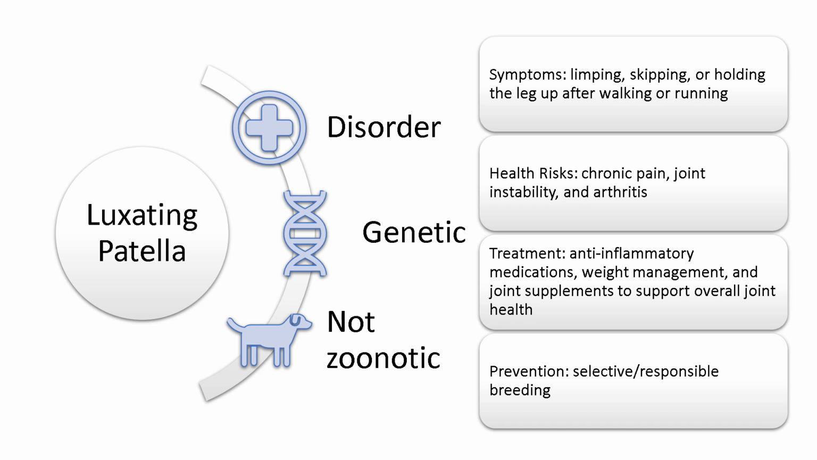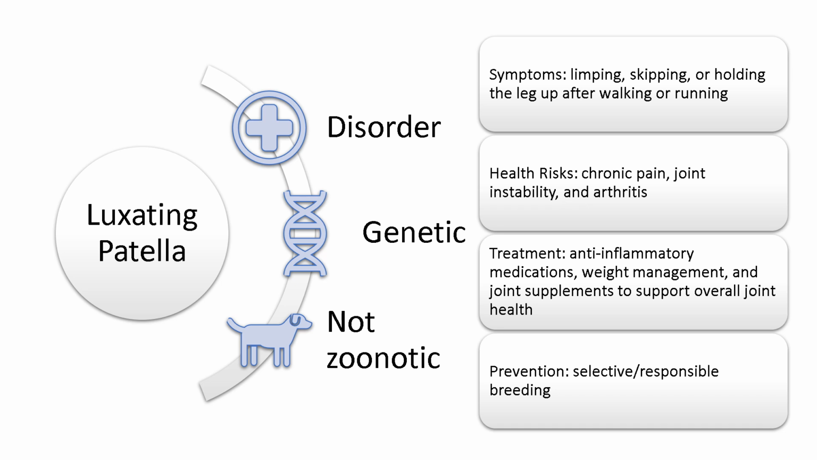Symptoms of a luxating patella include limping, skipping, or holding up the leg after walking or running, particularly after the kneecap pops out of place. In mild cases, the dog may show intermittent lameness, while in severe cases, the dog may have difficulty walking or experience pain when the knee is dislocated. Over time, the condition can lead to arthritis in the knee joint if untreated.